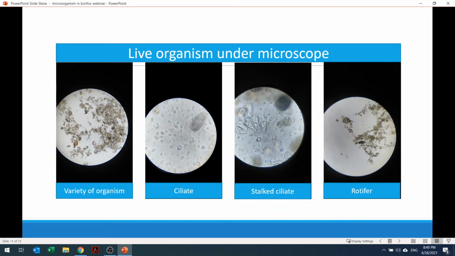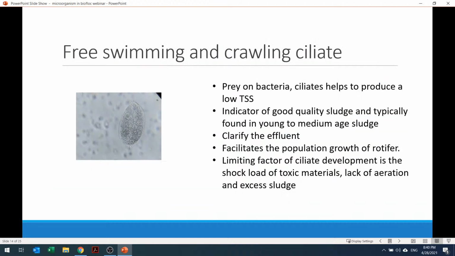Okay, so now we will go through the common microorganisms in seawater biofloc one by one. This is the free swimming and crawling ciliates. The ciliate is the most dominant and you can see it every time you observe the floc under a microscope. They usually prey on bacteria, so it helps to produce low total suspended solids or TSS. We know that high TSS will increase the turbidity of the water, which will disturb the visibility of the shrimp itself.